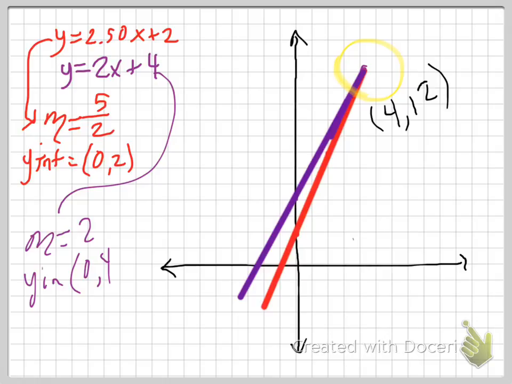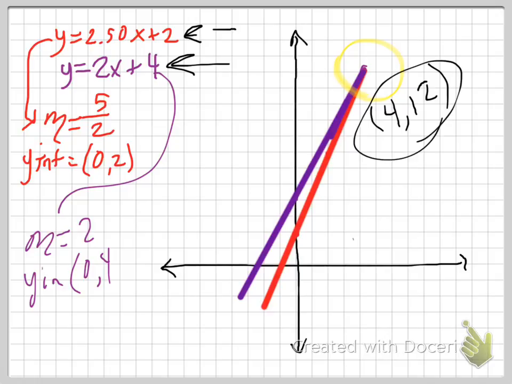So I can check to see if that's accurate. If I plug 4 into Damon's equation, then 4 times 2.50 is $10, plus 2 is 12. If I plug it into Levi's equation, 4 times 2 is 8, and 8 plus 4 is 12. So I know (4, 12) is the answer.